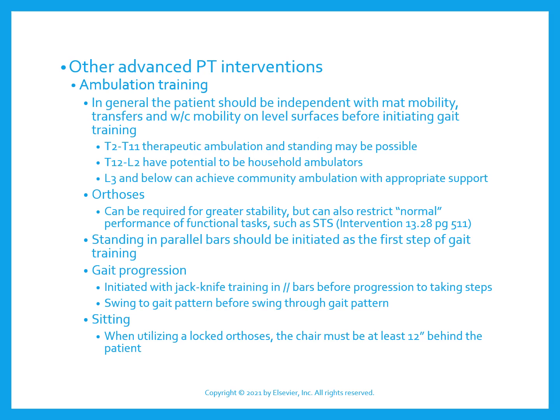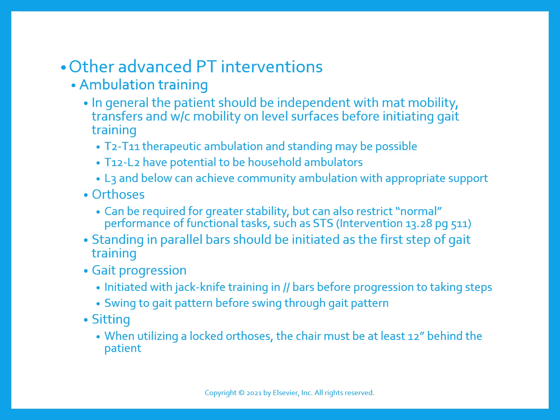The gait progression should be initiated with jackknife training in the parallel bars before the progression to taking steps. So jackknifing is where the patient would elevate on their arms, pulling their head forward and their hips backwards so that their body kind of folds like a jackknife. And we practice this in order to prepare them to swing their legs forward together for the gait sequence. We would start with a swing to gait pattern before working to a swing through gait pattern, and there are pictures of this in your textbook, but we can also practice it in lab.